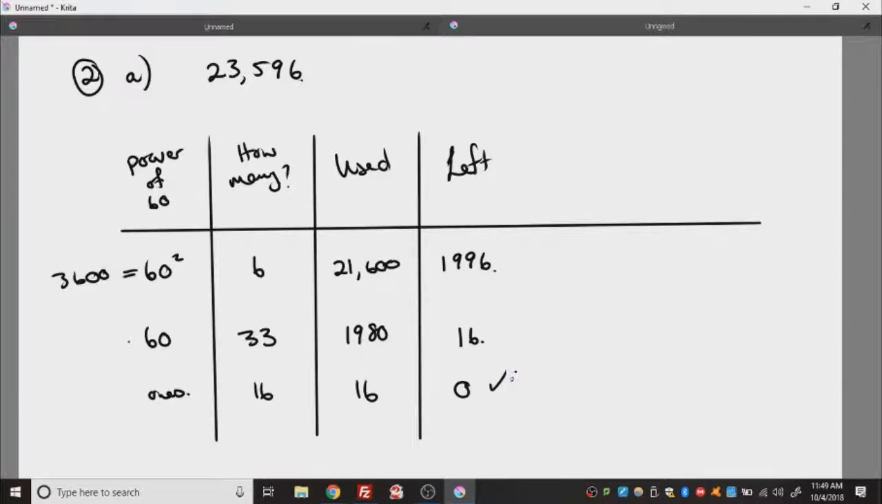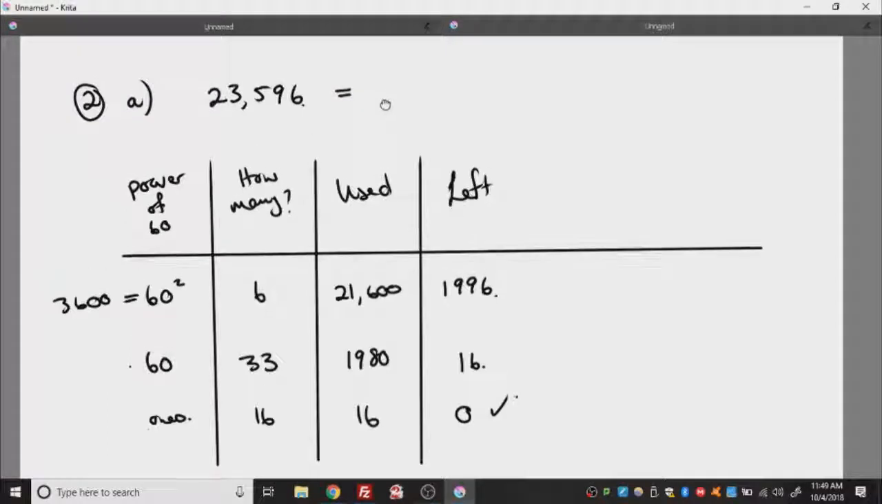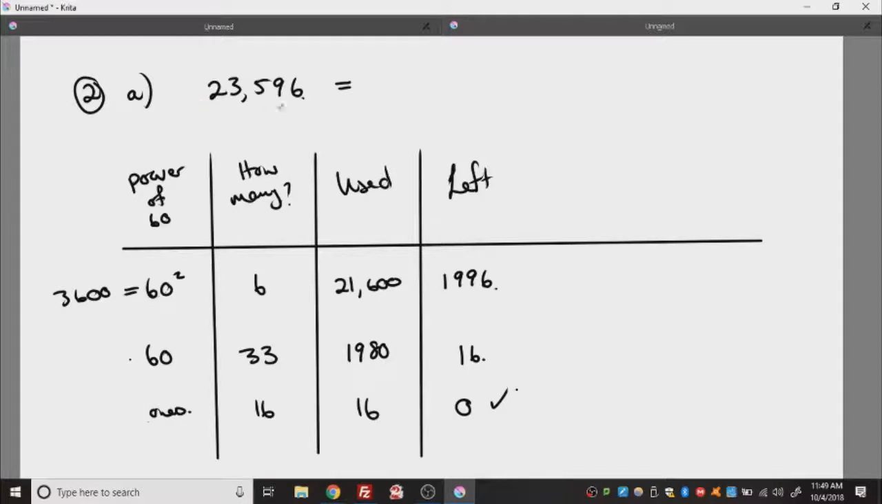I need to break up that 23 until nothing's left. All of its bits have to go somewhere. Either in the big 3,600 bin, or the medium 60 bin, or the leftover bin. So that means I can go up here and say that this original number can be broken up as 6 groups of 60 squared plus 33 groups of 60 plus 16 left over. And you can put that into your calculator and double check that you get 23,596.